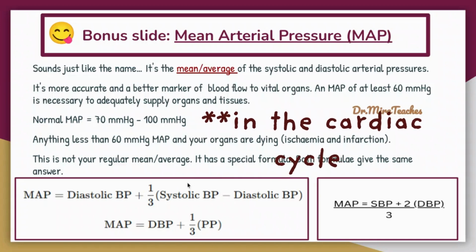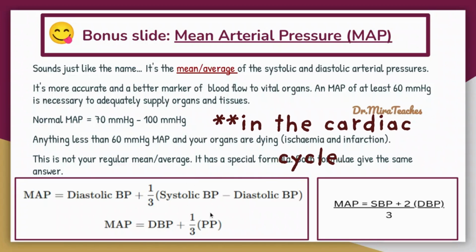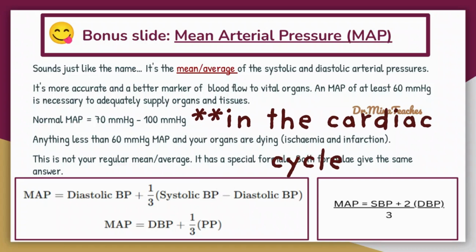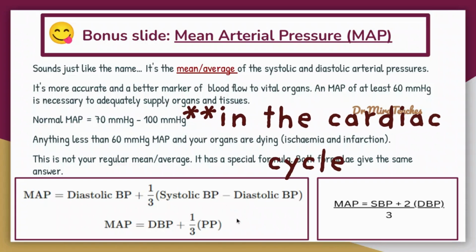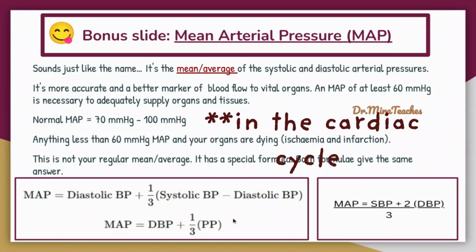So that's why the formula looks a bit complex. It isn't complex really. It just accounts for the fact that the heart spends more time in diastole. So that's why it looks this way, and you can't just divide it by two.